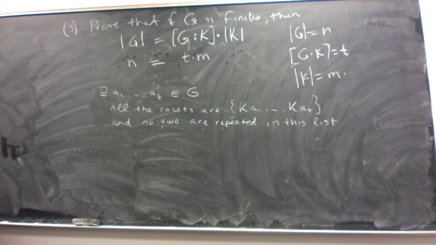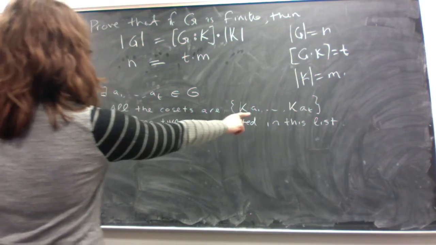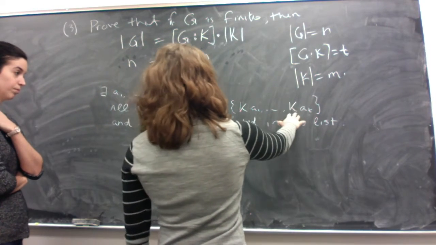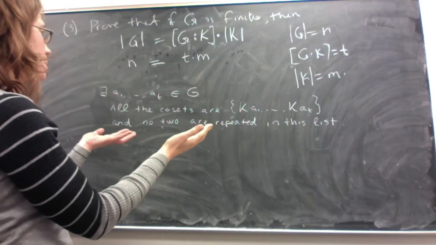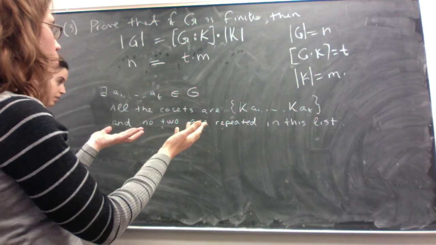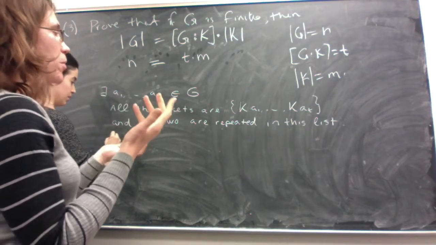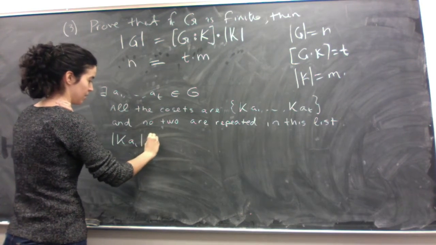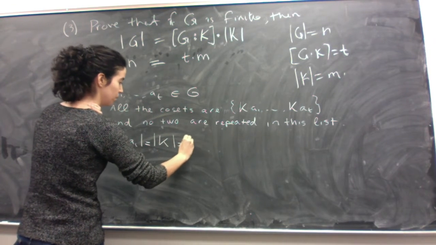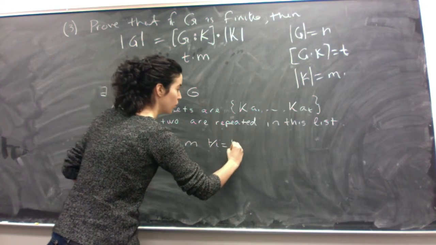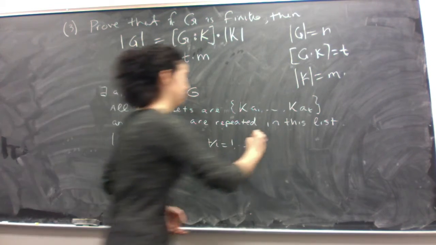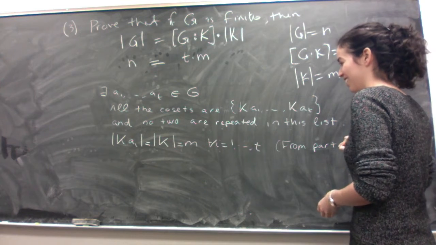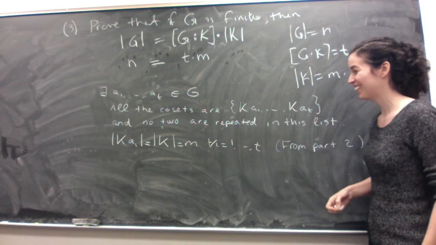We know that every element of G is in one of these cosets, and that it's only in one of these cosets. So if we take the union of these cosets, we get everything in G. And we know that each one of them has M elements from our previous problem. So KAi has the same number of elements as K, which is M, for all i from 1 to T. And that's from part 2.